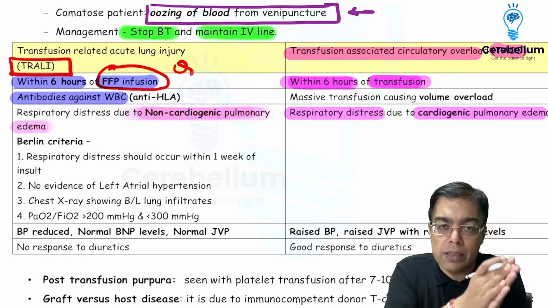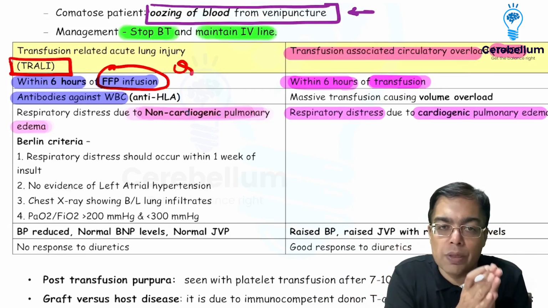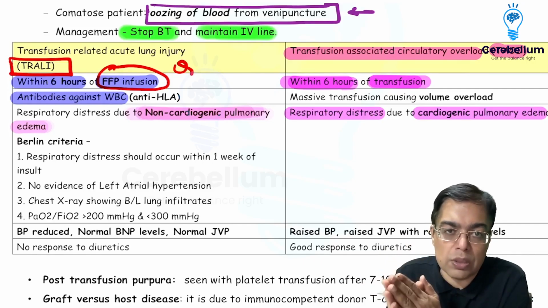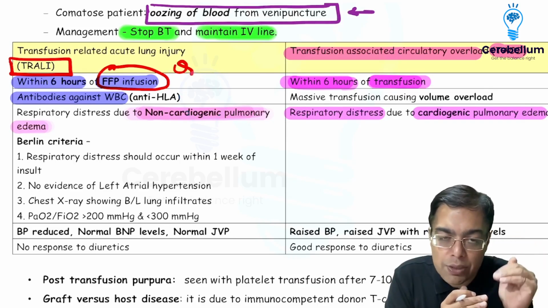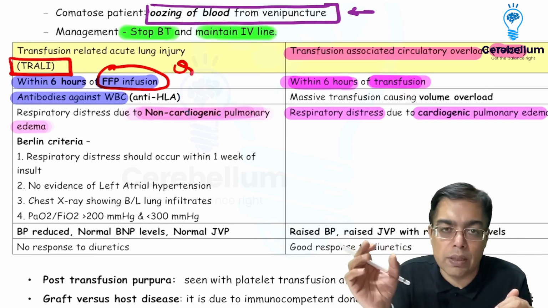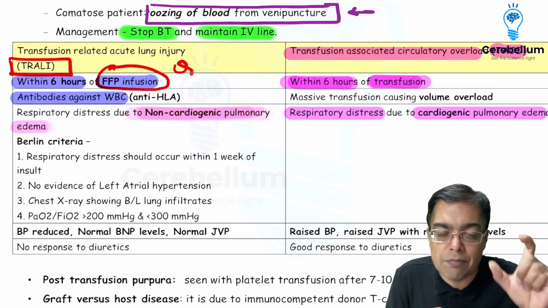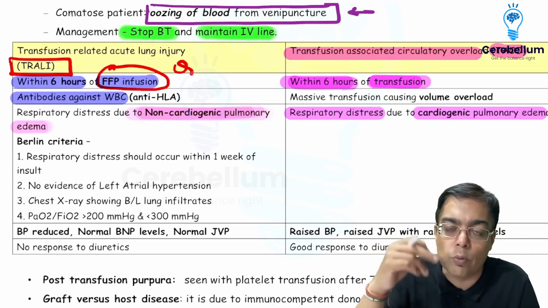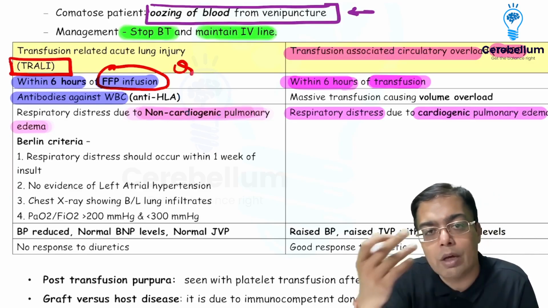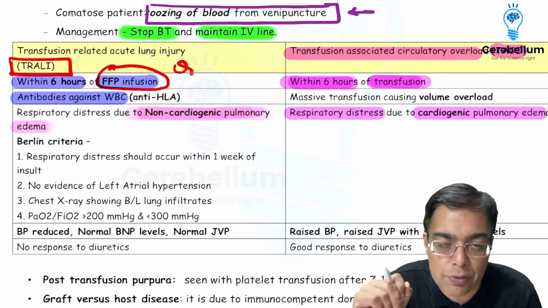So in case of TRALI, the JVP happens to be normal. In case of TACO, the JVP happens to be raised. In case of TRALI, the BP is going to be less, it is reduced. In case of TACO, it is going to be increased. In case of TRALI, it is specifically because of fresh frozen plasma. And in case of TACO, it can be seen only because of short span of time you have history of multiple transfusions being given to the patient.